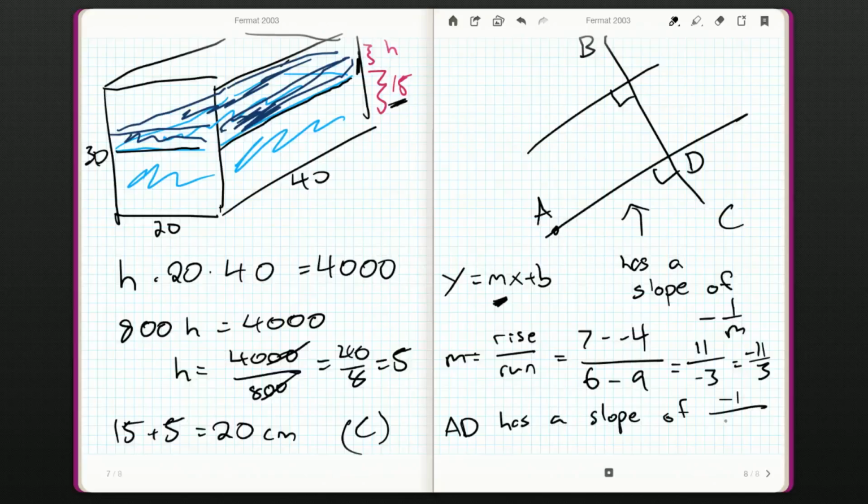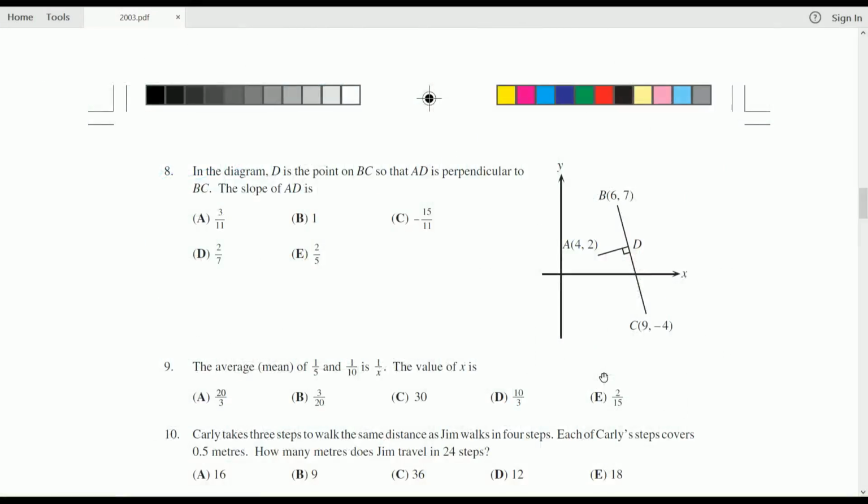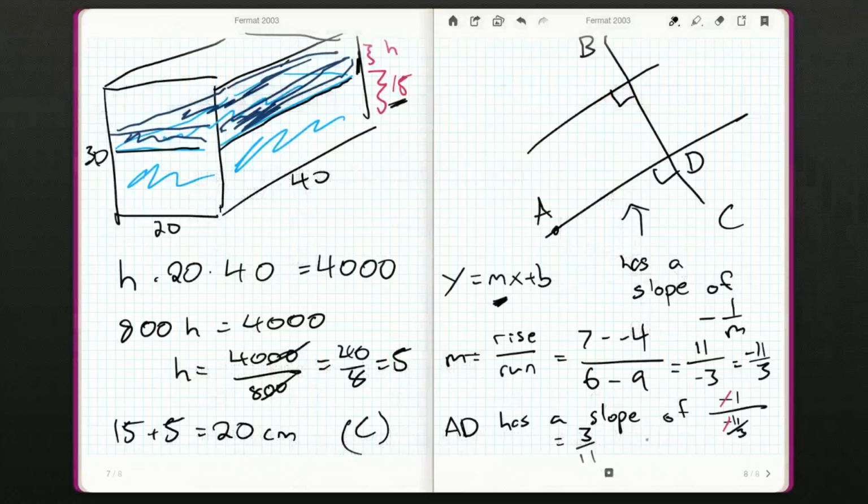So AD has a slope of negative 1 over that. These negative signs are going to cancel out, and then 1 over a fraction just flips the fraction. So 3 over 11 should be our answer. And 3 over 11, there it is right there at A. So if we just stop and remember some of the facts we know about equations of lines, and in particular perpendicular lines and their slopes, we can answer this question pretty quickly.